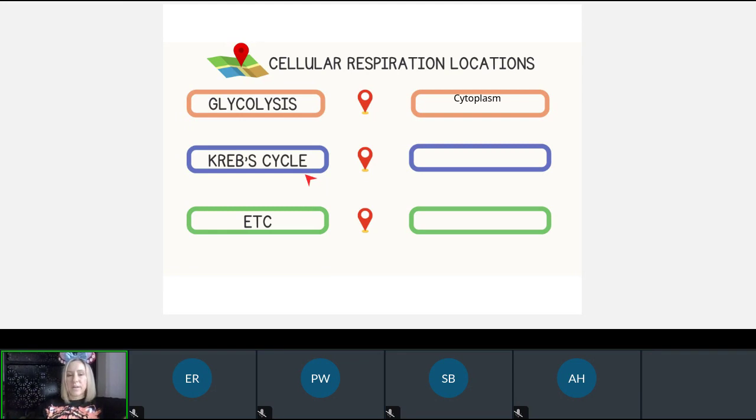What about the Krebs cycle? Where does that happen? Yep. Mitochondria. And the electron transport chain happens in the, yep, mitochondria.